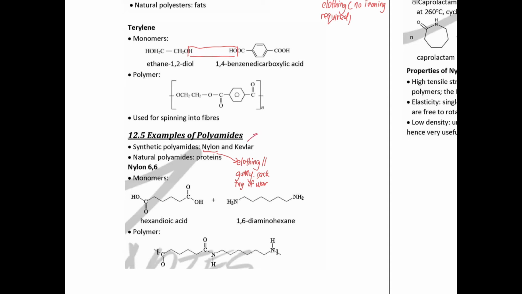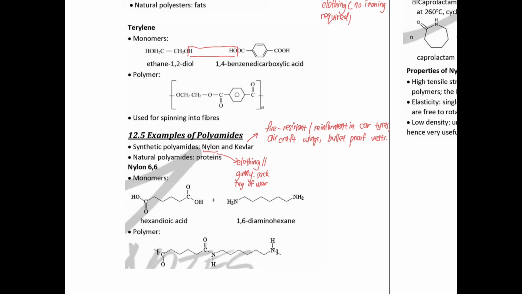Kevlar. This is used in fire resistant structures, fire resistant wall, for example, or reinforcement in car tire, or reinforcement in aircraft wings, or bulletproof vest worn by police. So these are made from Kevlar.